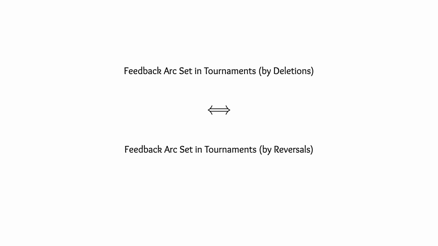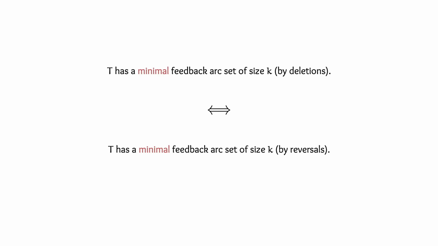The problems are not equivalent on the face of it, but the following is true and is sufficient for our purposes. If you have a minimal solution for either variant, then that can be turned into a minimal solution of the same size for the other variant. In particular, if somebody gives you a minimal subset of arcs whose deletion makes the tournament acyclic, then it turns out that actually reversing those very arcs will also make the tournament acyclic.